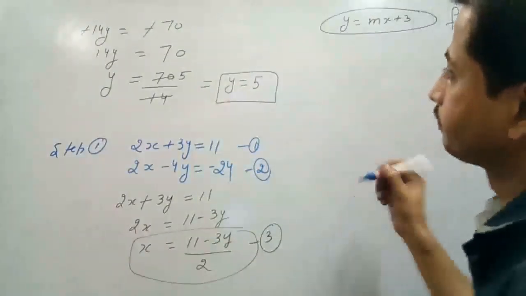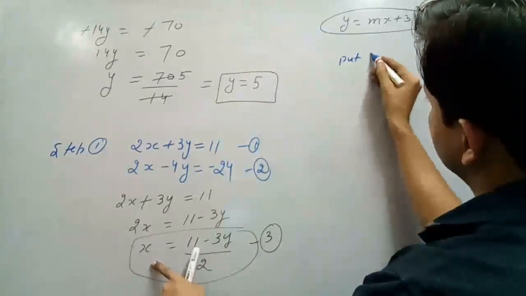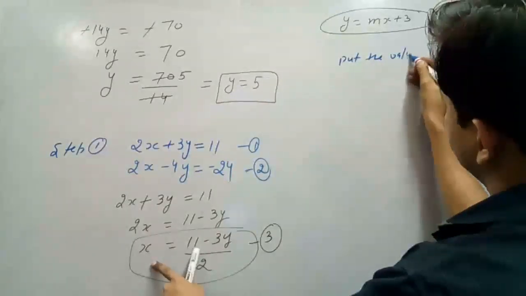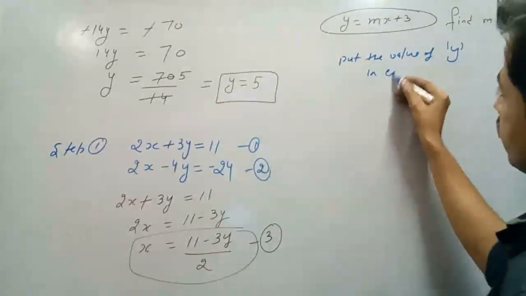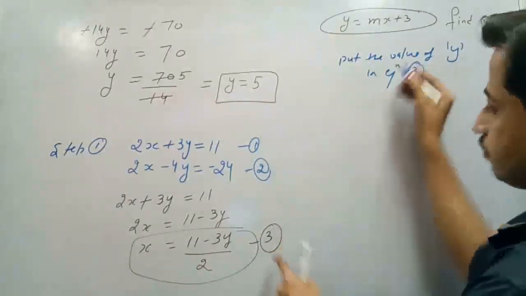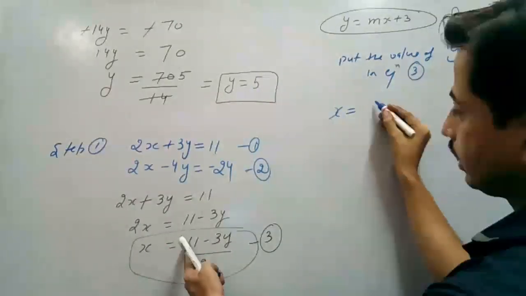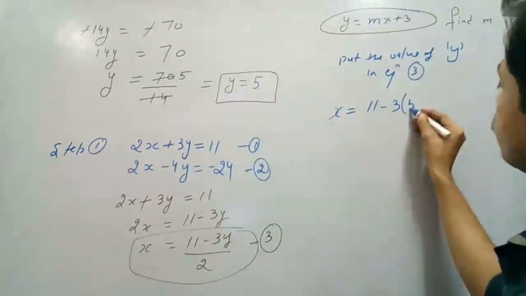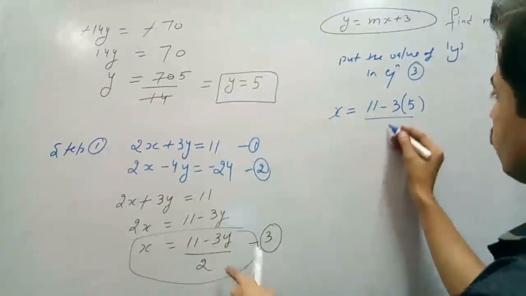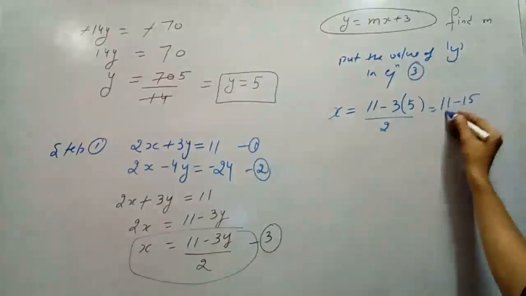Now put the value of y in equation 3 and solve it. x is equal to 11 minus 3 into y, and what is the value of y? 5 divided by 2. So 11 minus 15 divided by 2.